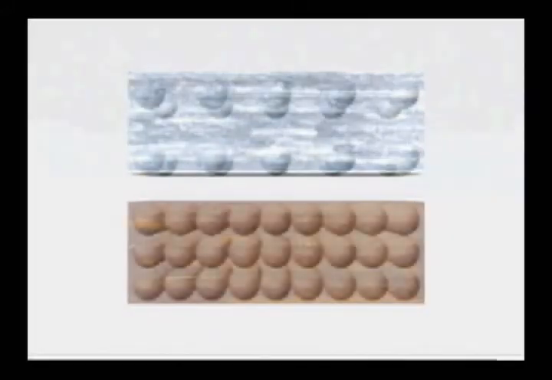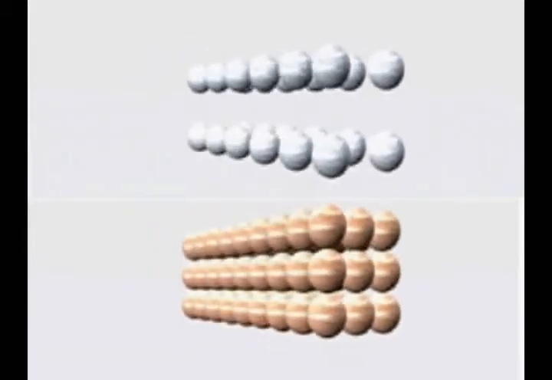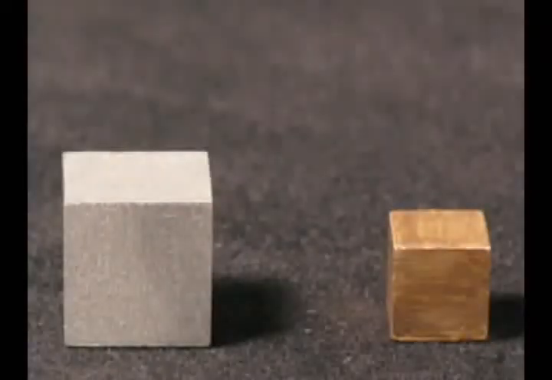One way to think about this property is in terms of the space between a substance's atoms. The closer a substance's particles are to each other, the greater its density. Let's look at some substances with different densities.